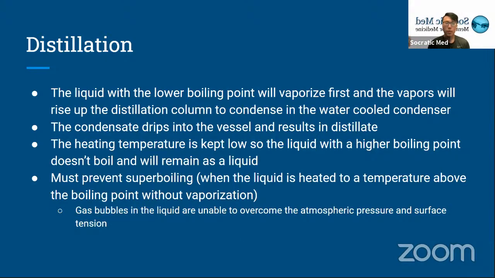So like I said before, the liquid with the lower boiling point will vaporize first. The vapors will rise up into the distillation column and into the condenser that is cooled by cold water, and the condensate will drip into the vessel, and that condensate, the liquid that comes out, is known as the distillate.